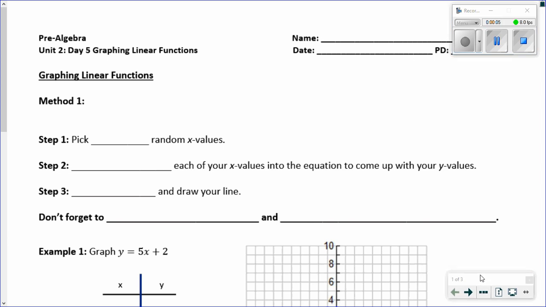Today we're going to talk about day 5, graphing linear functions. As we talked about last time, linear functions are the functions that will create a line on the graph. So when we're talking about graphing them, there are two different methods we can use. One of them we kind of already saw when we did the stained glass window, but we're just going to review it again.